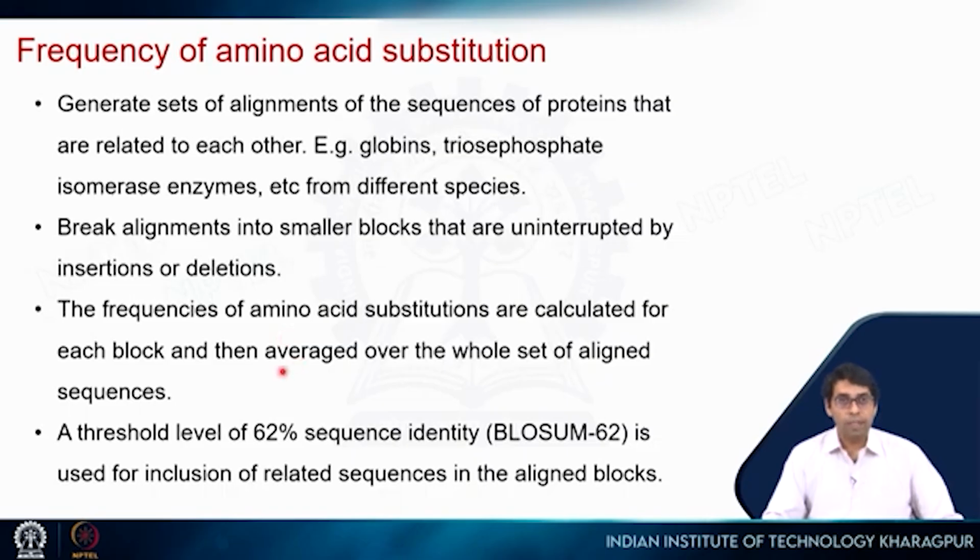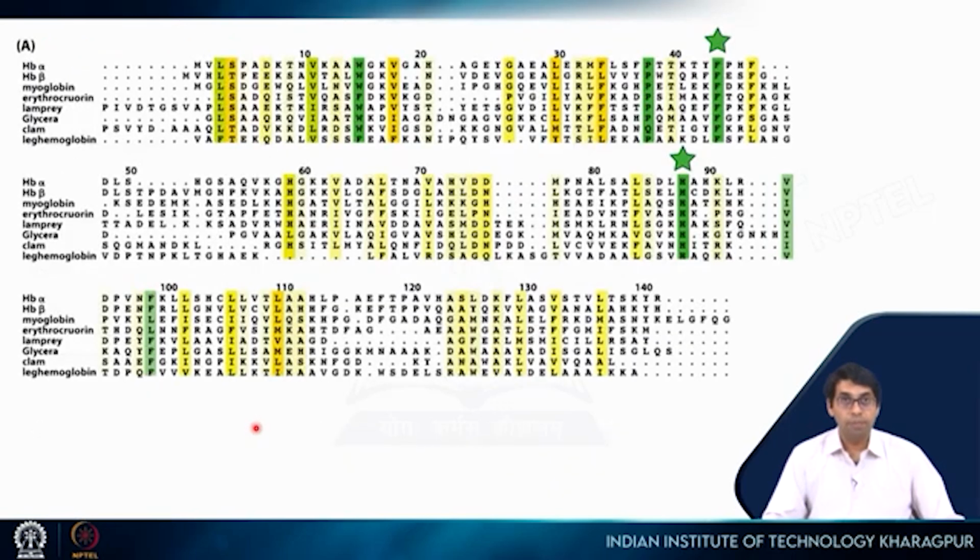Now, one of the factors that is done is a threshold level of 62% sequence identity is used, which means that no two sequences will have more than 62% identity. Okay? Because if there are sequences which have more sequence identity, then they will bias your numbers, your statistics. So, sequences are taken which do not have more than 62% identity, and that is why this is called BLOSUM 62. So, this number was arrived by trial and error, and this was found to be something that works very well. Okay. So, let us look at this alignment again.